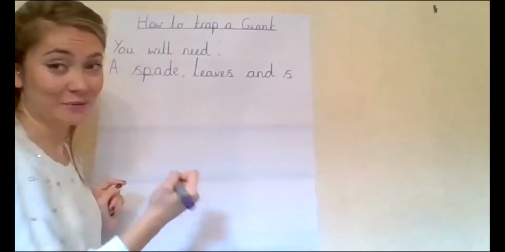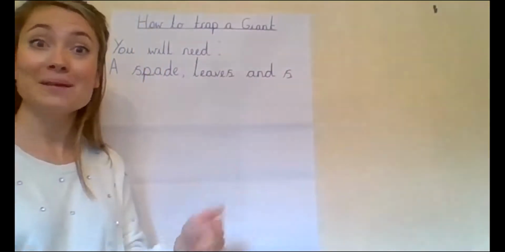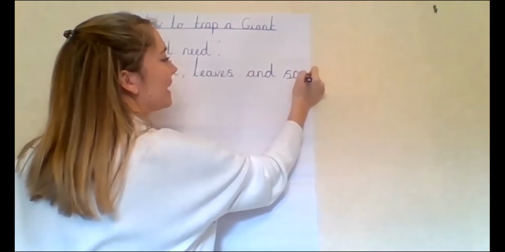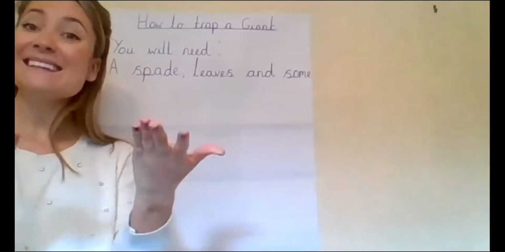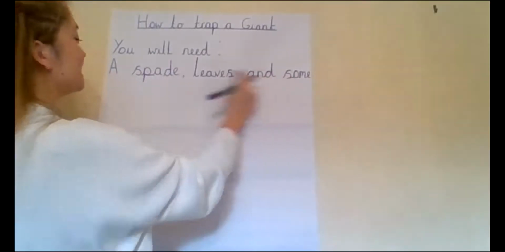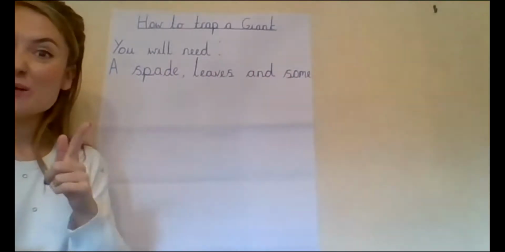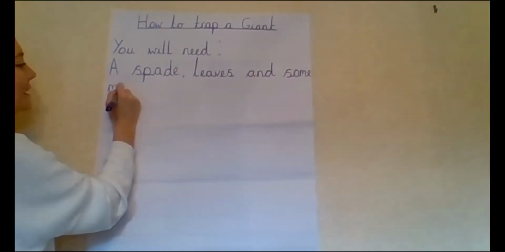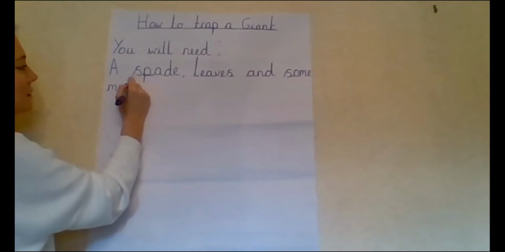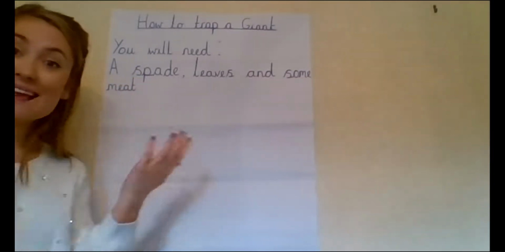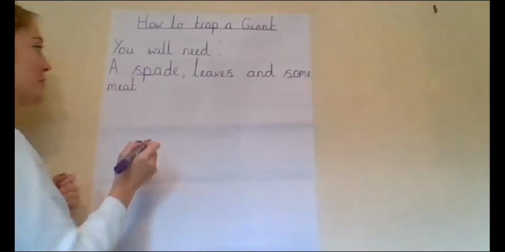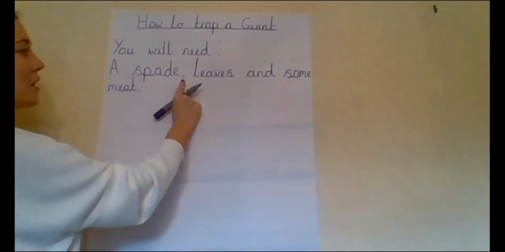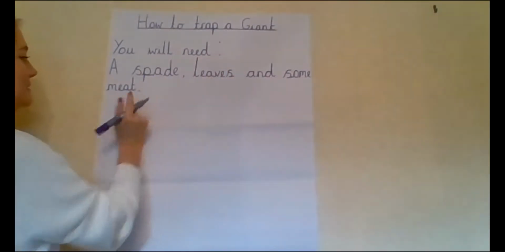Now this is also a tricky red word. If we sound out, it's not. Off, and an F. Some. A spade, leaves and some meat. Now we know that E sound for cup of tea. E. I think at the end of my sentence, full stop. That's right. You will need a spade, comma, leaves, and some meat.